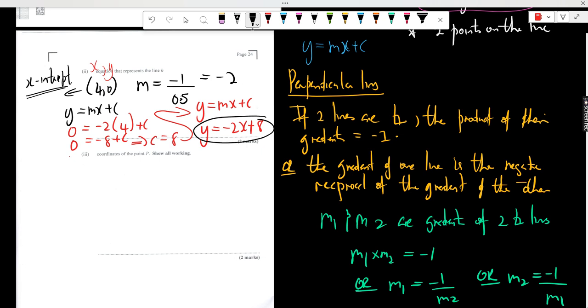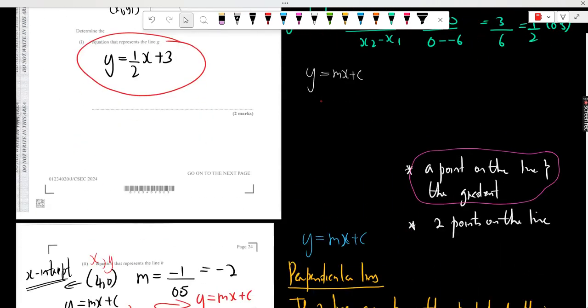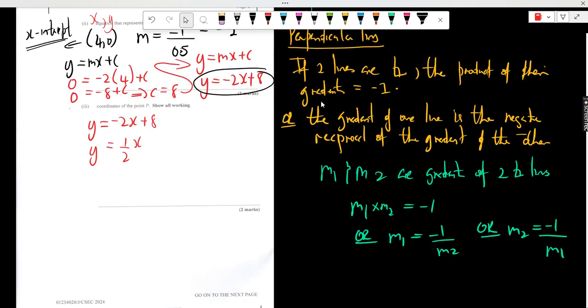So let's write down our two equations. Our two equations are y equals minus 2x plus 8 and y is equal to a half x. What was this one again? Half x plus 3. Right? So we can solve these two simultaneously.